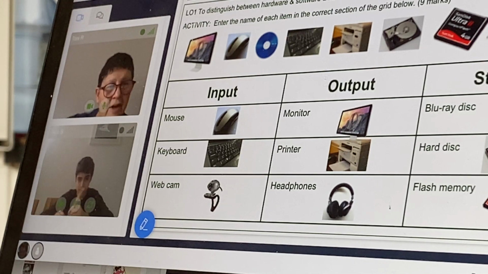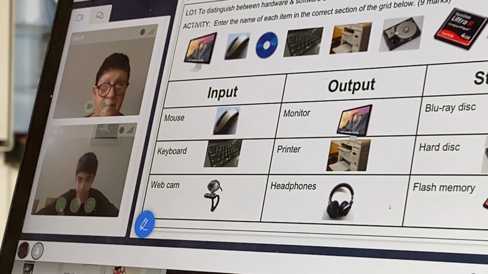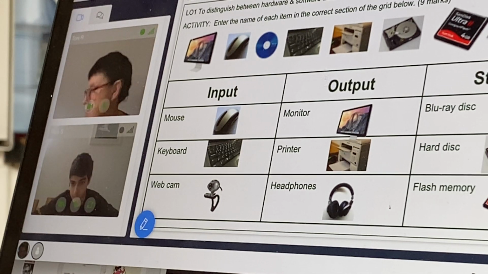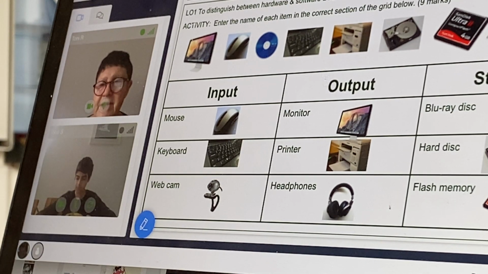Tick off your ones that are right. So on the input, we've got the mouse, the keyboard, and the webcam. And on the output, we've got the monitor, the printer, and the headphones. And then on the storage, we've got the Blu-ray disc, the hard disk, and the flash memory.